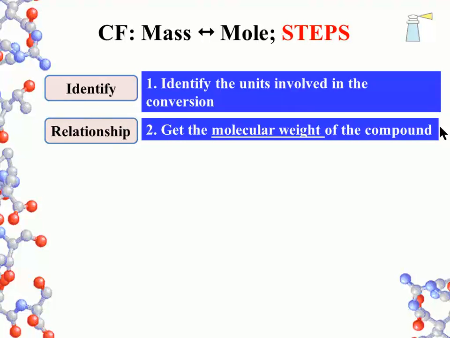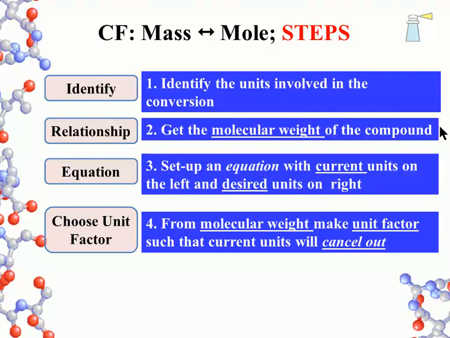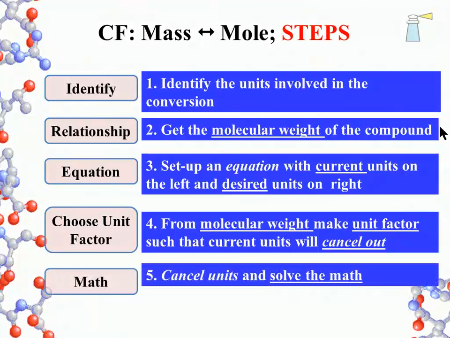For the conversion between mass and moles, that is the molecular or formula weight of the compound. Now set up an equation with current units on the left-hand side of the equal sign and desired units on the right. That provides the basis for making the correct choice for the orientation of the unit factor. Use the molecular weight to make a unit factor such that the current units will cancel out.